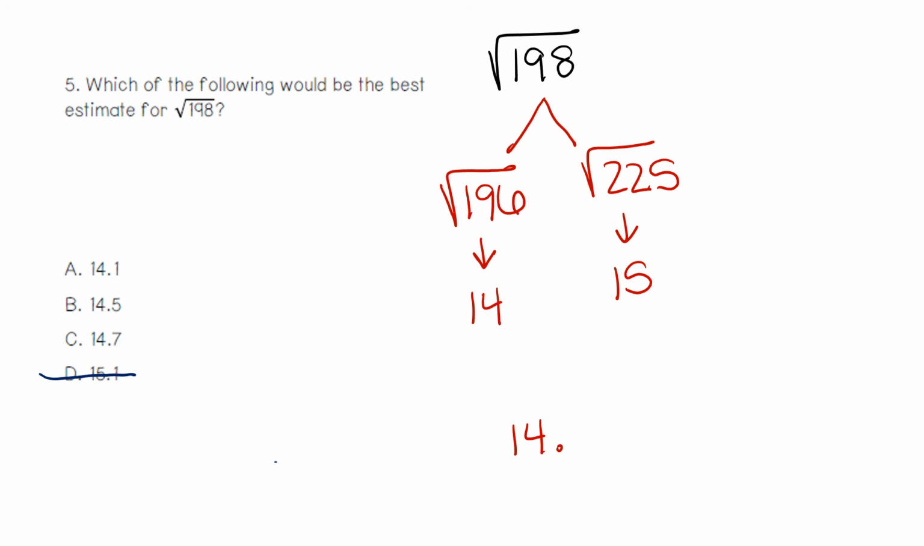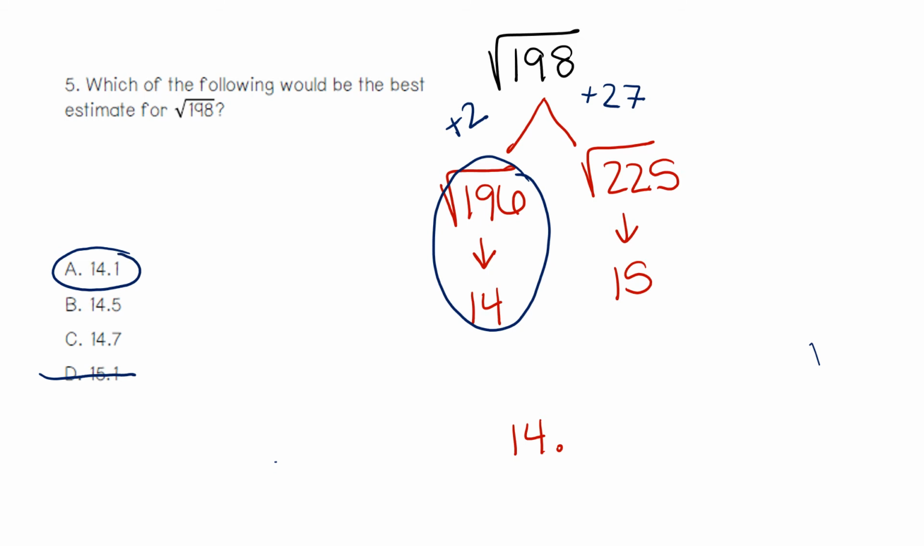Now, we need to decide, is our decimal going to be a small decimal, closer to the 196, or is it going to be a larger decimal, closer to the 225? To go from 196 to 198, we're only going up 2, so it's very close. To go from 198 to 225, we're going up 27. So we want to pick an answer choice that is closer to the 196. So the closest answer would be a 14.1.